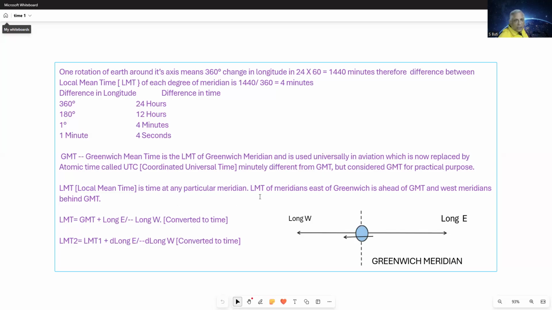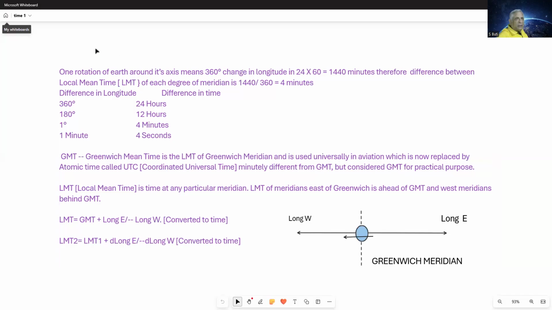To convert local mean time into GMT and vice versa, this is the formula adopted. Find out the LMT, find out what's the GMT, add longitude if east, subtract longitude if west, and not the longitude, but longitude converted to time using these values. Right? A little bit more before you attempt the numericals.